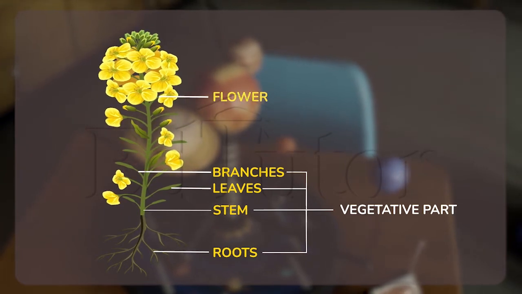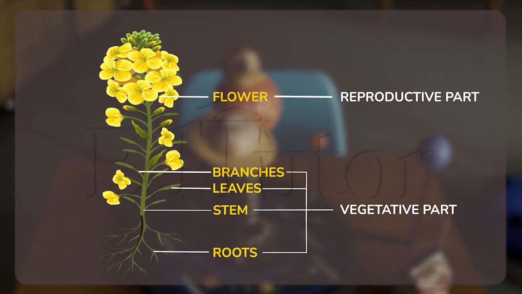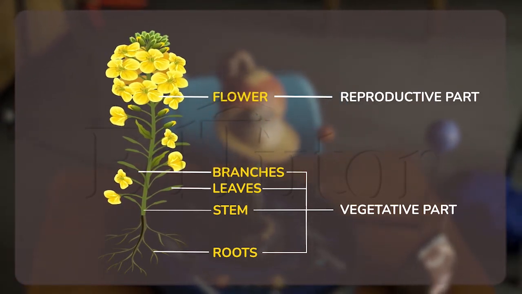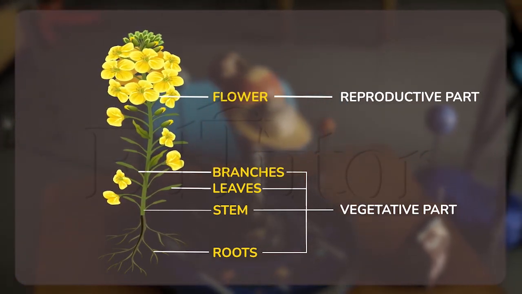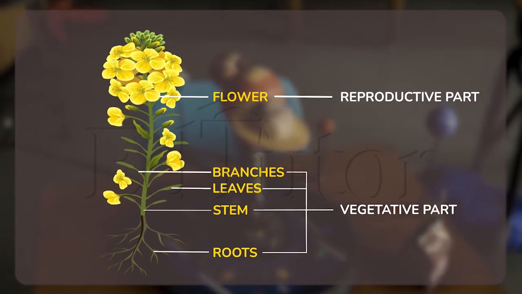However, the flowers are the reproductive part of the plant as they take part in sexual reproduction and produce fruits and seeds through them. How unique is that? We will learn more about the plants in the subsequent chapters. But before we do that, let's focus a bit on our little animal friends.